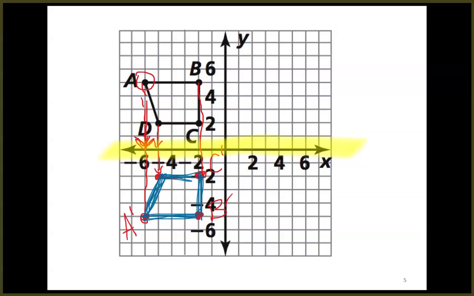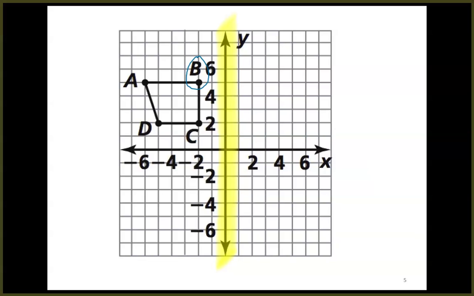What if we reflected across the y-axis? Then what we would do is we would be reflecting across here. And when we do that, all of our points are going to be a little bit different. For instance, point B, instead of being 2 to the left of the y-axis, is going to be 2 to the right of the y-axis.